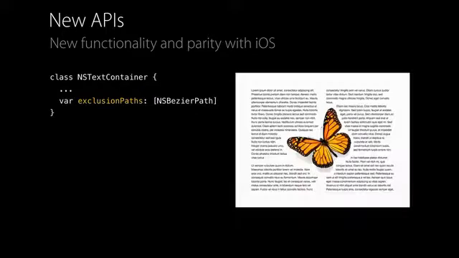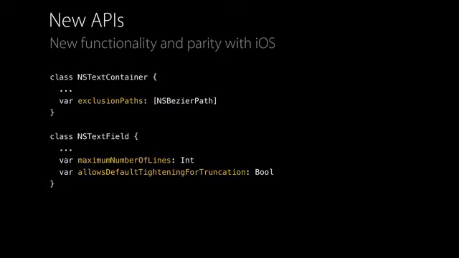Exclusion paths. This is the ability to easily put paths so you can wrap text around objects. Another one is two properties on text field: maximum number of lines, which is great when you're using it, especially with auto layout, and allows default tightening for truncation, which allows you to specify whether the contents of the text field should be tightened before it actually gets truncated. There are many more changes here. These are just some of the highlights.